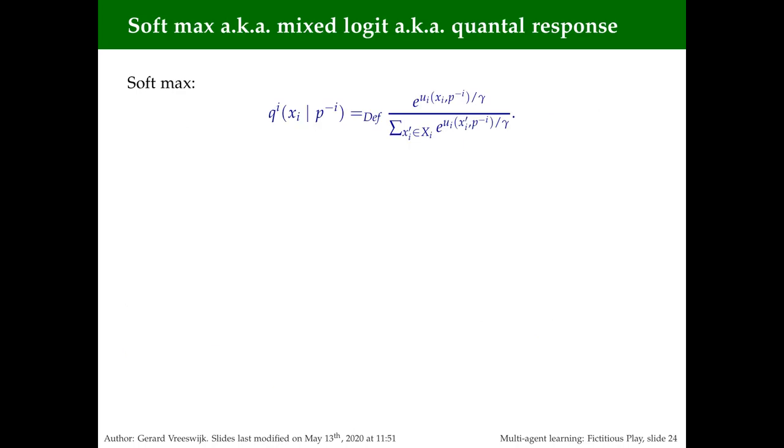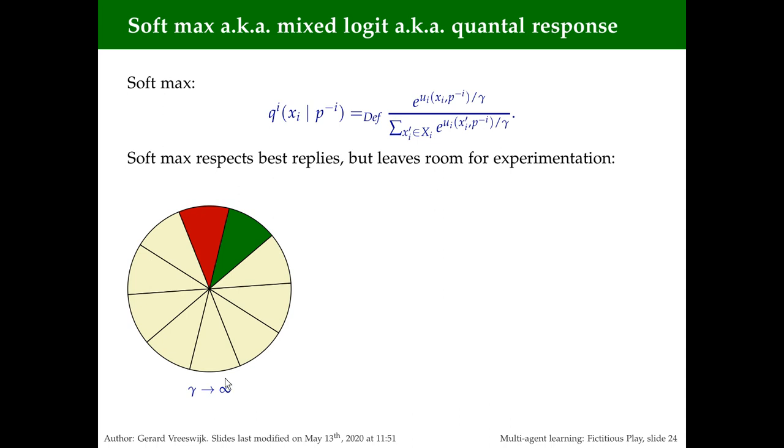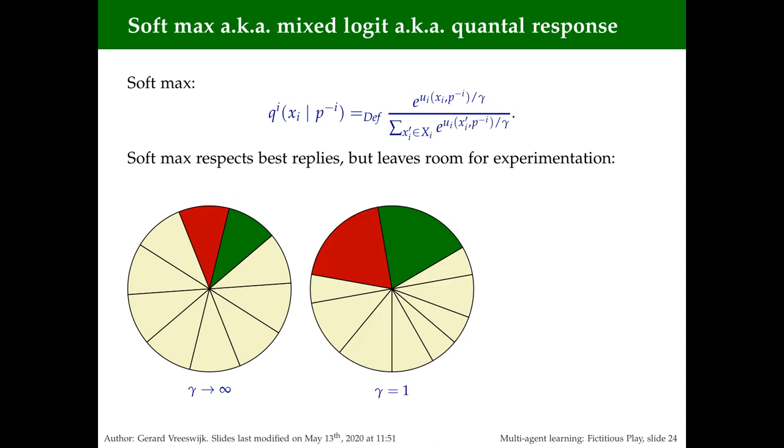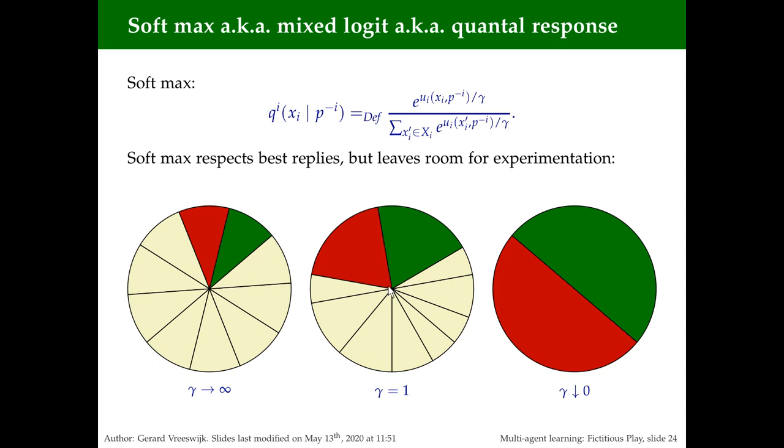So let's consider the softmax function. Softmax respects best replies but leaves room for experimentation. You have a tuning parameter that's called the temperature, and if the temperature is high, then every action is considered equal in value. But if you decrease the temperature, then the best responses get a higher share, and the probability of being chosen is higher.